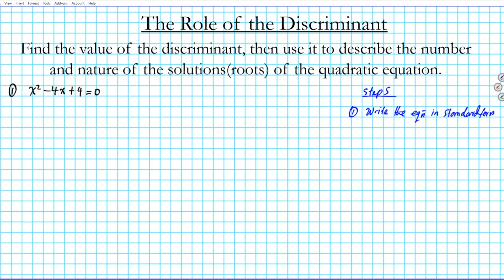All right. What's the standard form of a quadratic equation? It is ax squared plus bx plus c equals 0. All right, so when you write it in standard form, you can advance to step 2, which is to find a, b, and c.